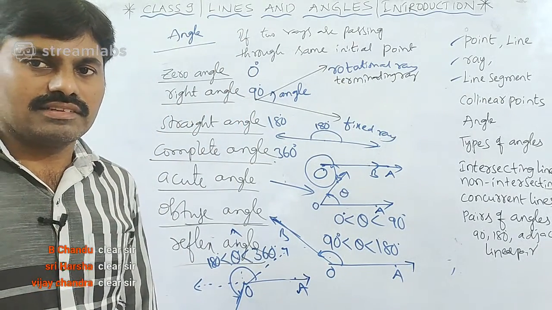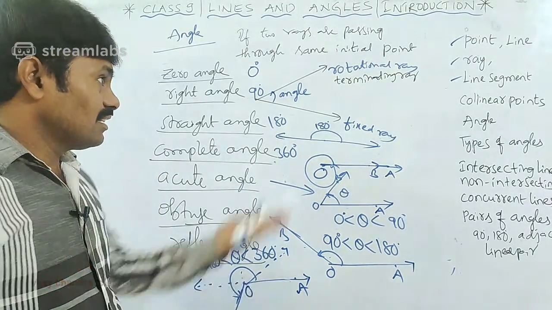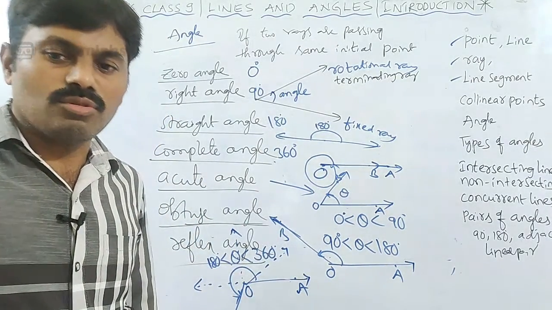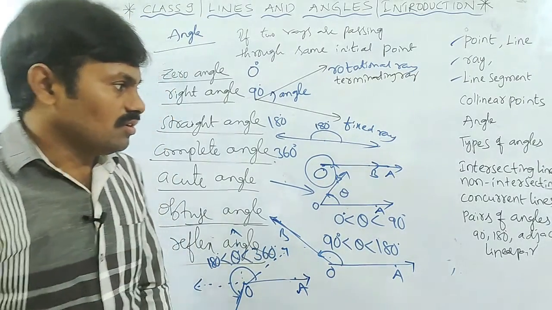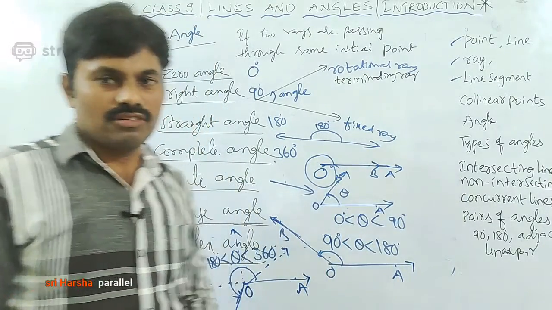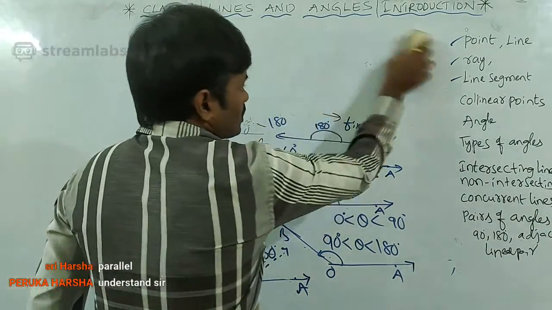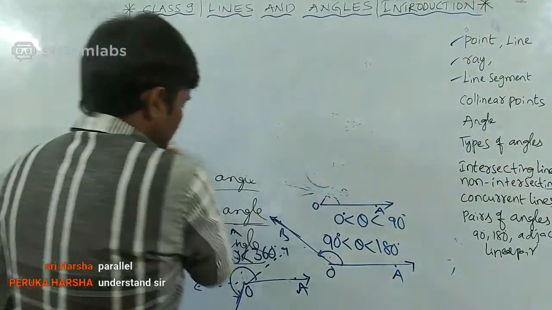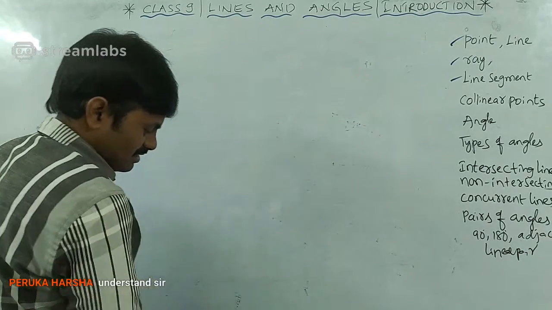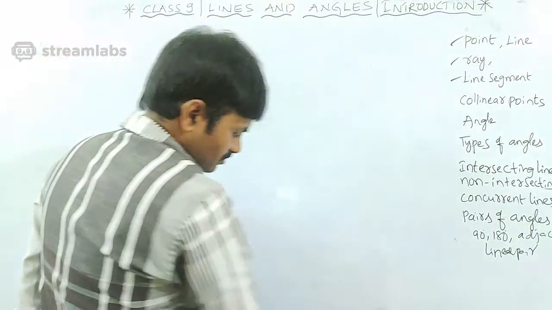Okay, clear? Now the angles are completed. Now lines. I am going to start lines. There are only four endings, and after completing them we can close the session. Quickly I will go through these most important points. Many of us get confused between them. What are intersecting lines? What are non-intersecting lines? We can discuss that clearly now.